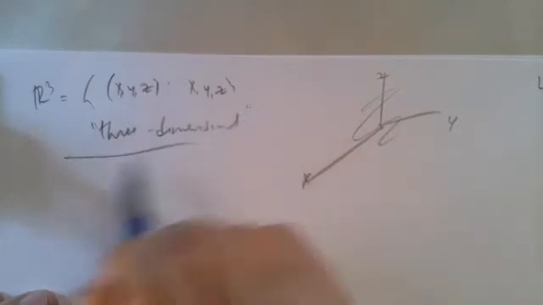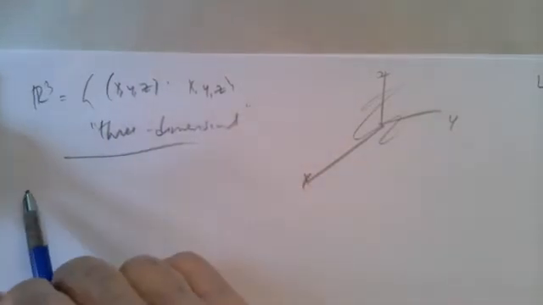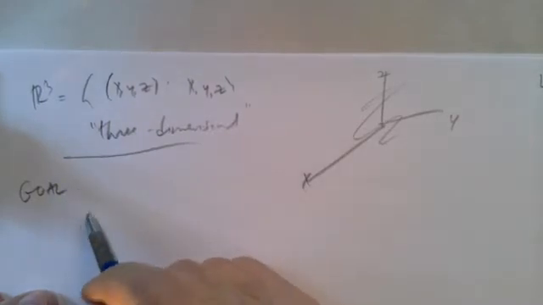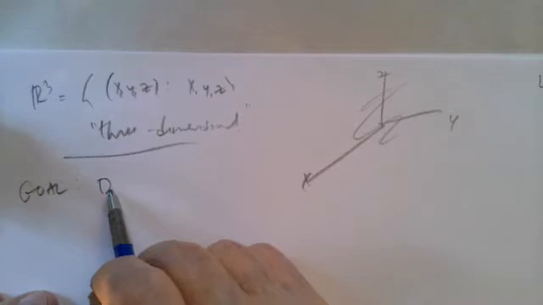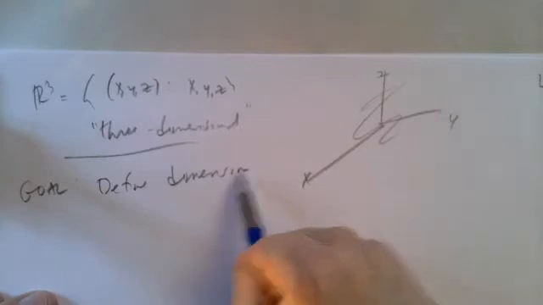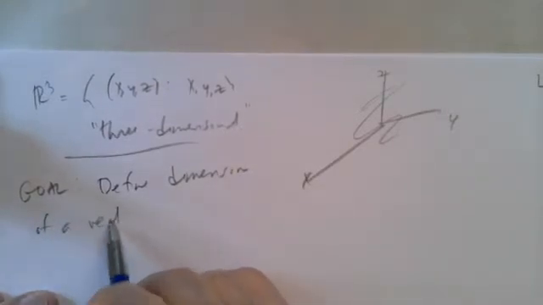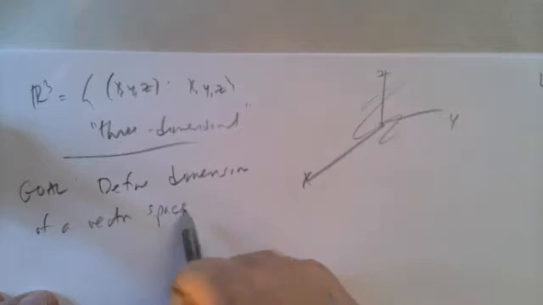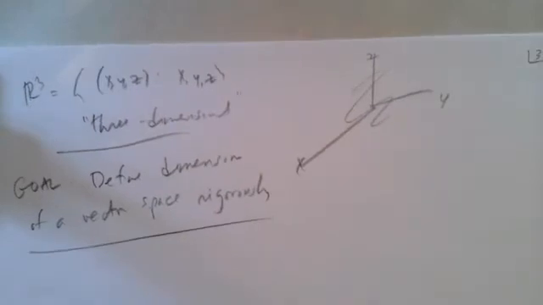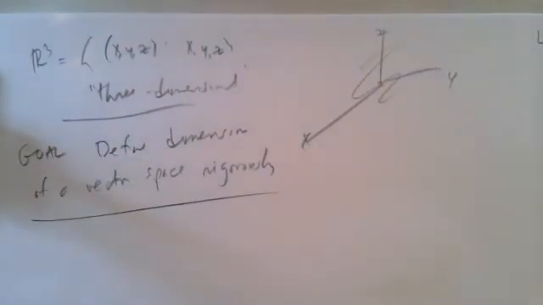We haven't defined dimension. So our goal in this chapter, it'll take a bit of time, is to define the dimension of an arbitrary vector space rigorously. Rigorously, what is the dimension of a vector space? So that's our goal, and we're going to spend the next 2 weeks really working on this.